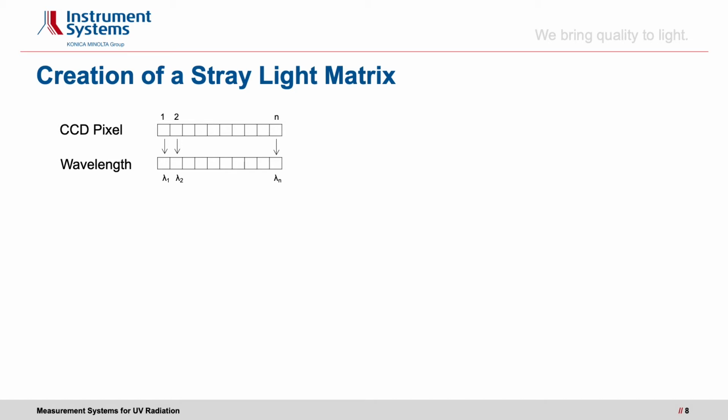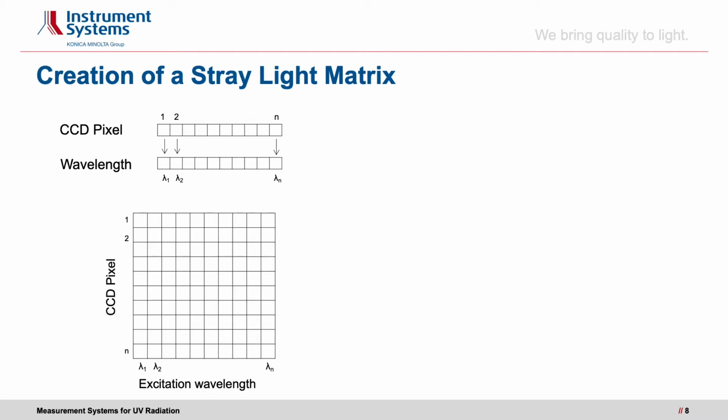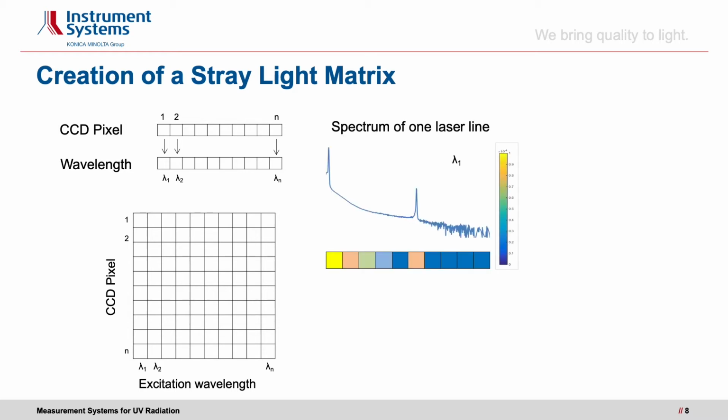Here I try to scheme the creation of such a stray light matrix. As I mentioned, to every pixel in the CCD, a certain wavelength will be assigned. We can put different excitation wavelengths and the response to it from the CCD pixel in such a matrix, tuning the laser to the first wavelength in the spectrum. Of course, the most signal will be collected in the first pixel, but also the rest of all the pixels in the CCD will catch some kind of this stray light.